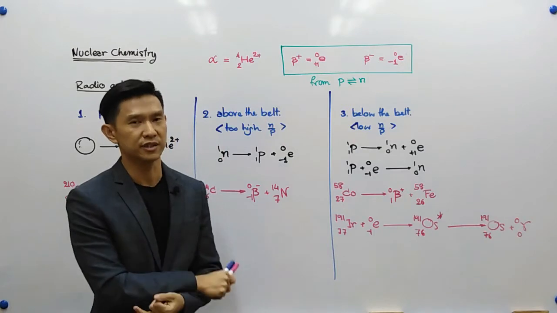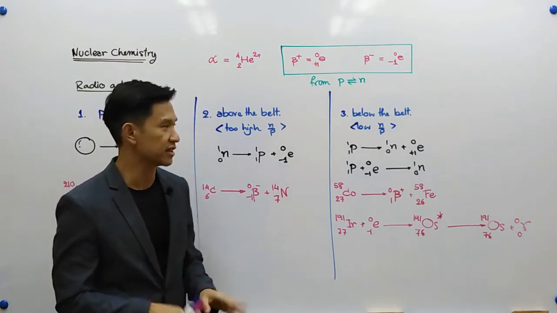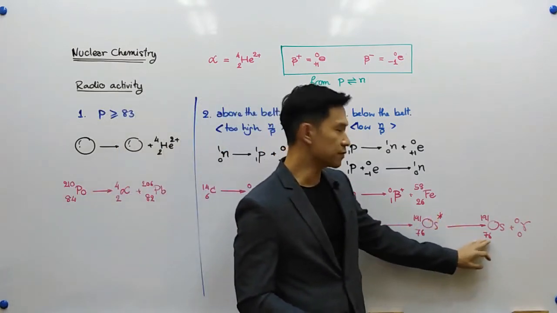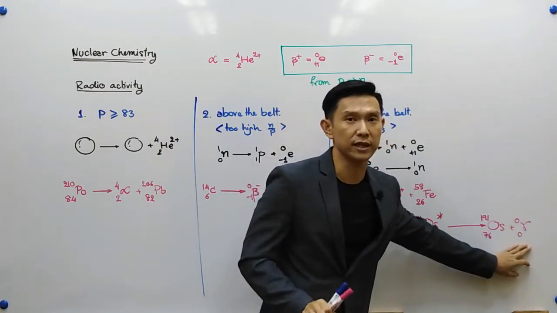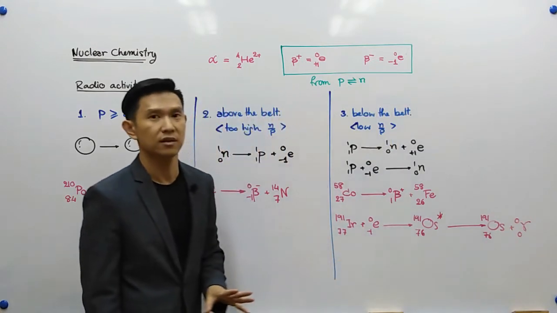So it's actually A, B, and C: alpha, beta, and gamma. That's that. Okay. So your osmium releases the energy out as electromagnetic radiation, a gamma ray, and that's it.